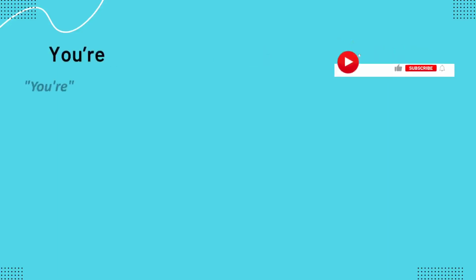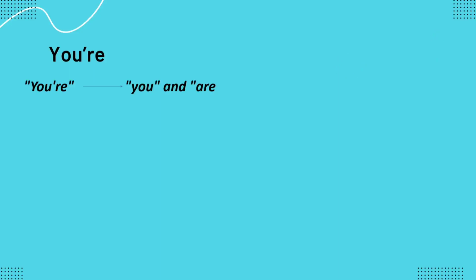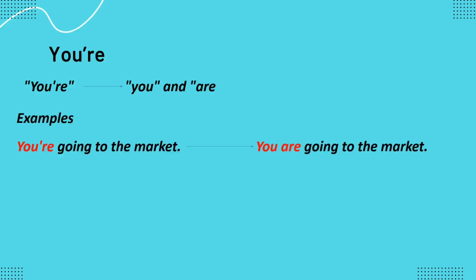You're is a contraction of you and are, which means it is used to show that the second person, you, is a subject of a sentence and is doing something or being talked about. For example, you're going to the market, which is a contraction of you are going to the market, and you're very smart is the contraction of you are very smart.